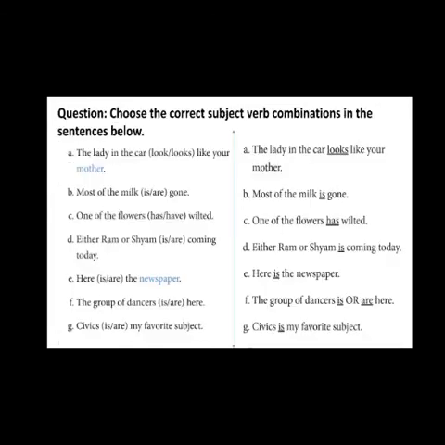So this is a little exercise. I will solve it for you. "The lady in the car looks," yes, it is singular, that's why "looks." "Most of the milk is," yes, because this is a kind of measurement, and I told you measurements always take the singular form. "One of the flowers has," because it's singular. "Either of Ram or Shyam" is also singular. "Here is the newspaper," because newspaper is a singular form.